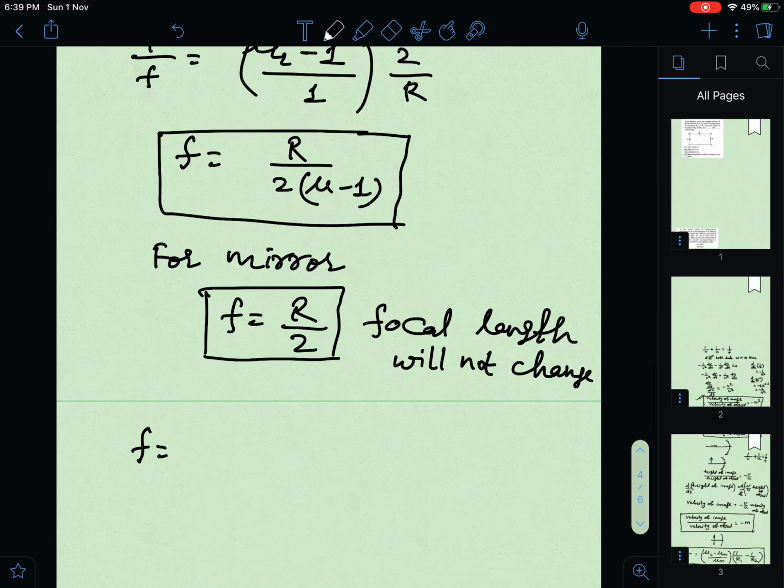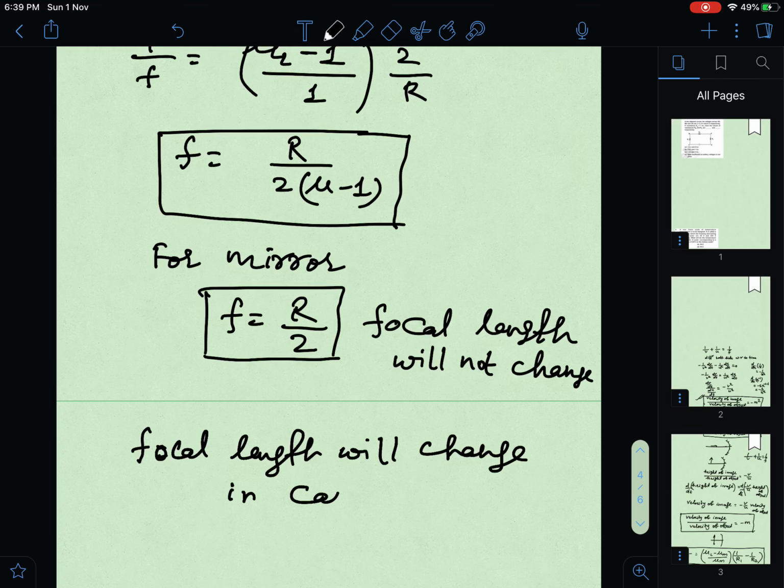Surrounding is not air, so focal length will definitely change in the case of a lens. These are some logical questions which you have to think about.